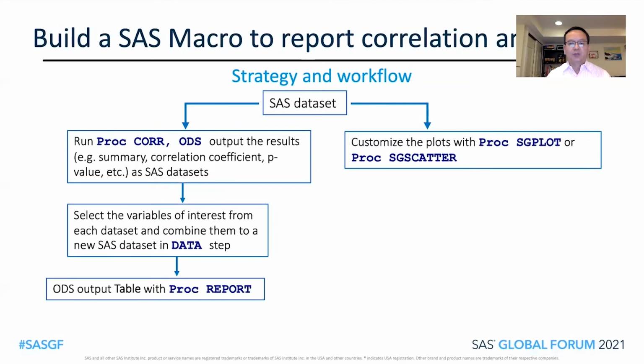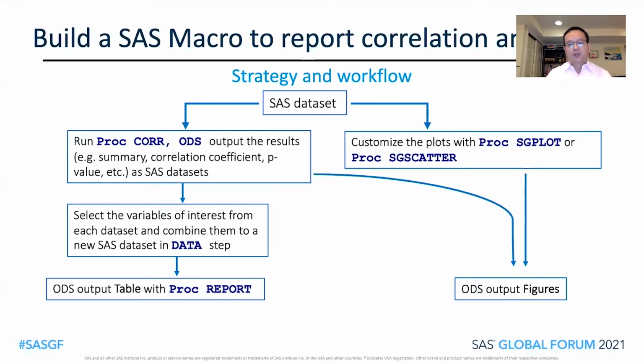And if you want figures, from the original dataset, you can use a proc SGplot or proc SGscatter to draw the scatter plot with a regression line if you want. And this can be a nice figure. And also you can just directly output the figure provided by proc CORR.